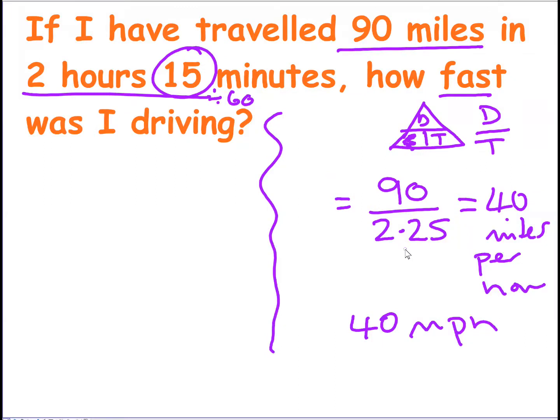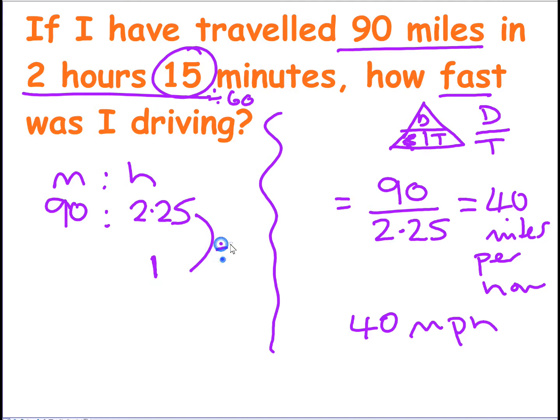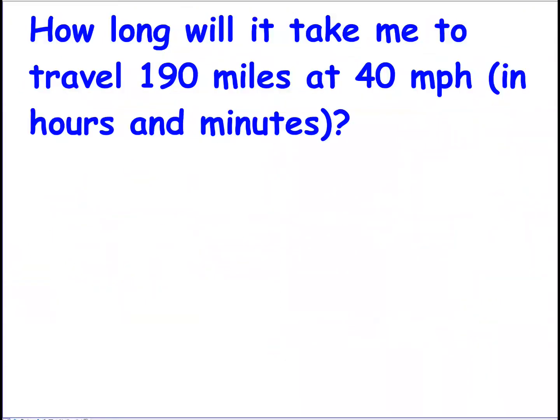Let's look at the ratio method. We've got miles and we've got hours, and he does 90 miles in 2 hours, 0.25. I don't want 2.25, I want it in miles per 1 hour. So I divide this side by 2.25. I do the same on the other side, and I end up with 40 miles per hour.